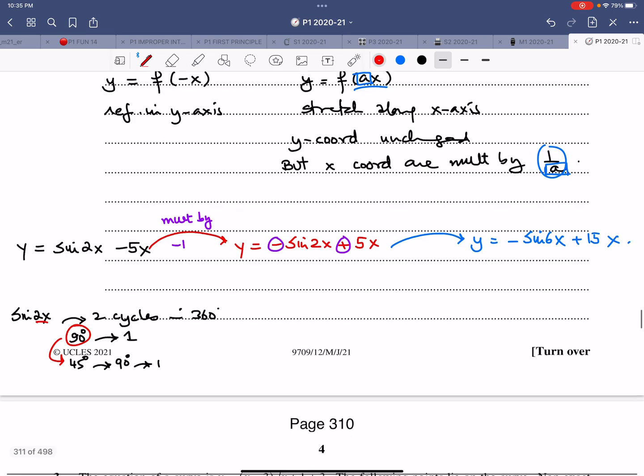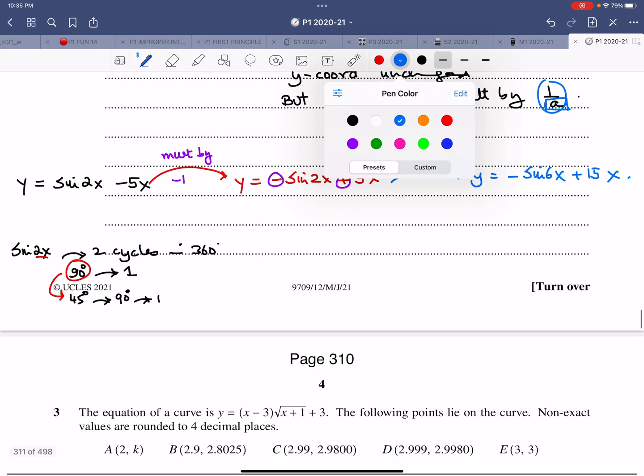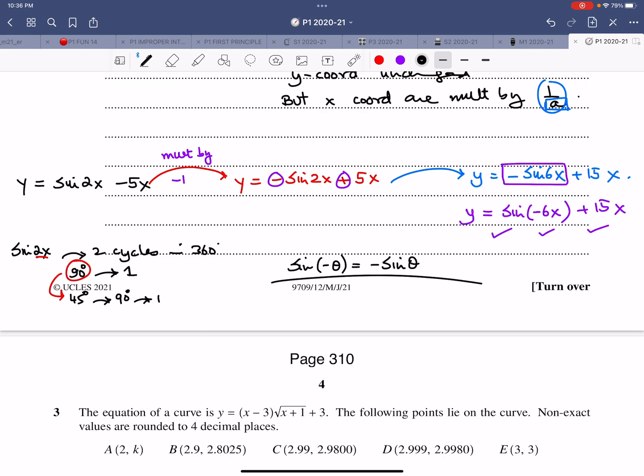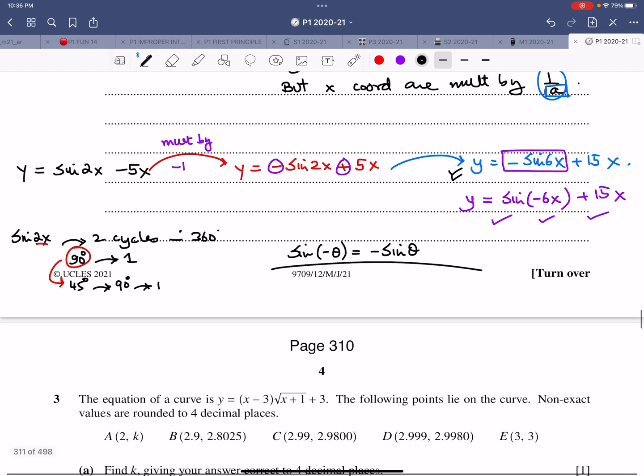Now when you check the mark scheme, what you will see is that the examiner has written this as sine of minus x plus 15x. This is also correct. Why? Because they have applied the rule that sine of negative theta is the same thing as negative sine theta. So this rule is applicable over here. As such, this answer is perfectly valid. So now 2 questions are done.